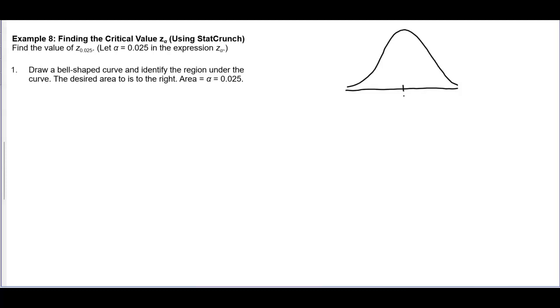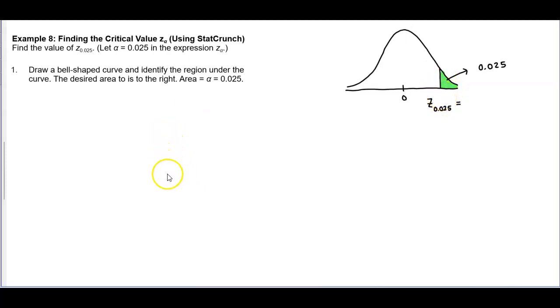Okay, we know that we have 0 as our mean. And so that means over here on the right side, this area is going to represent 0.025. And we want to find that critical value that represents 0.025. So again, let's go ahead and highlight what this area is. So this is the area that represents that. Now, we want to find the area that's greater than this value.